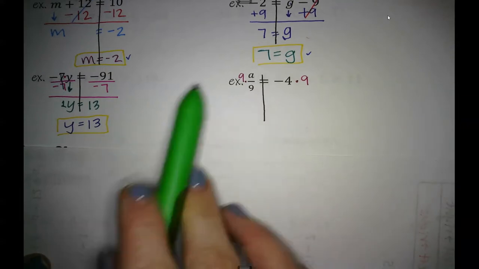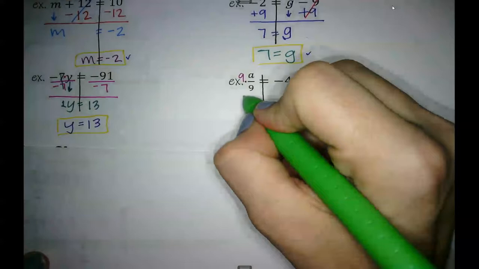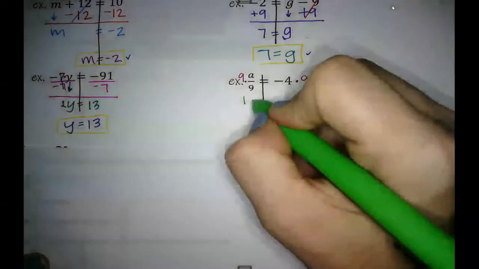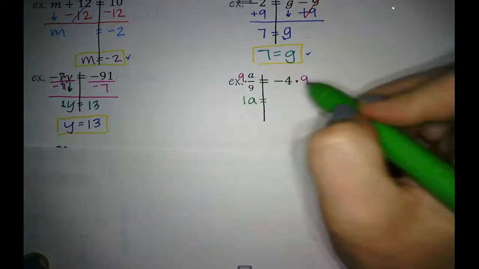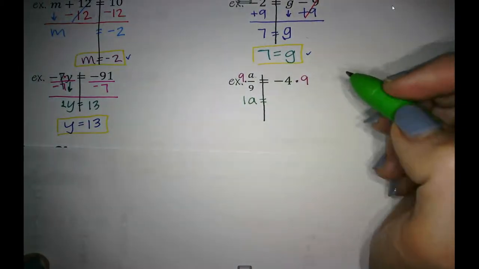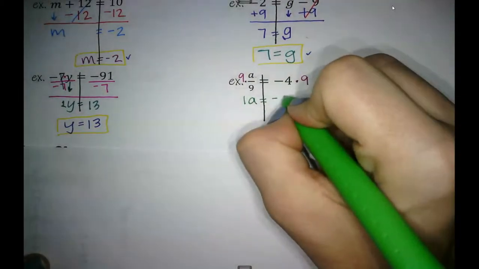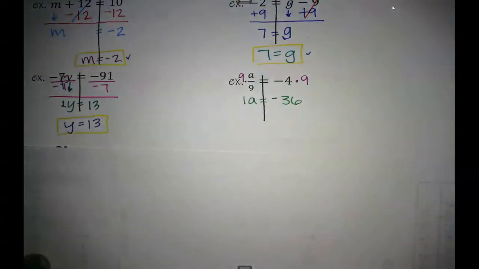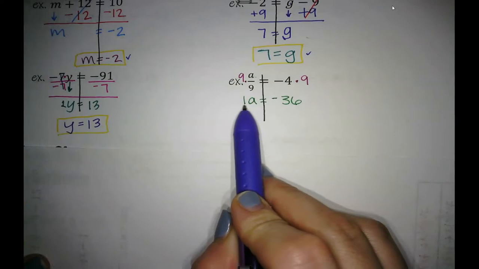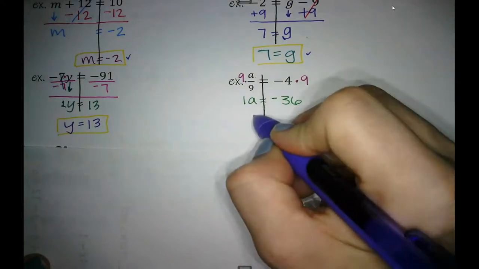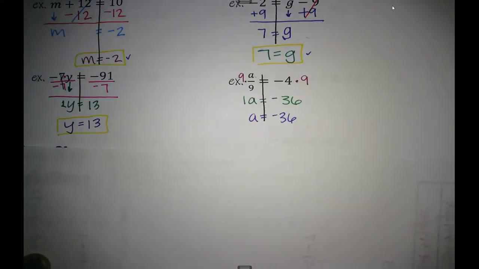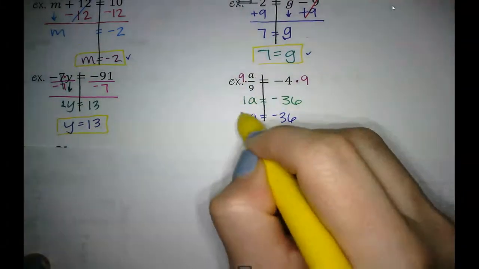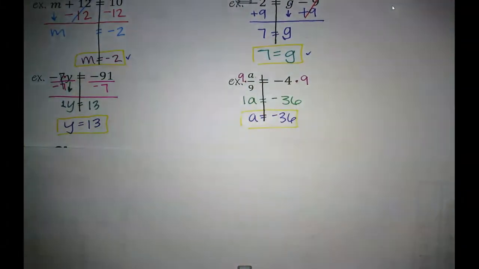Okay. 9 divided by 9 leaves me with 1. a, remember that we didn't touch that a, equals negative 4 times 9, negative 36. Again, we don't have to put that 1 in front of our a. So our a equals negative 36. That is my answer. That is what makes this equation true.